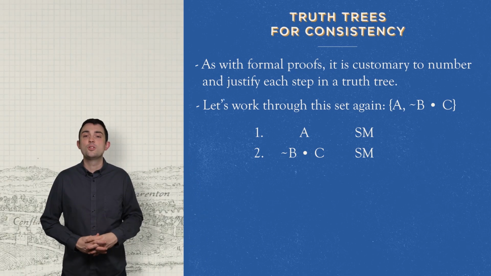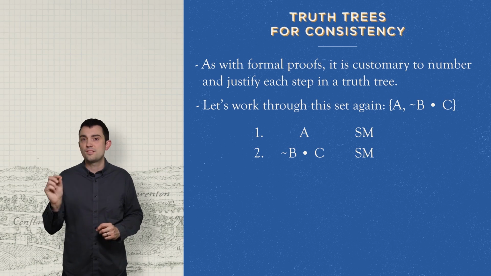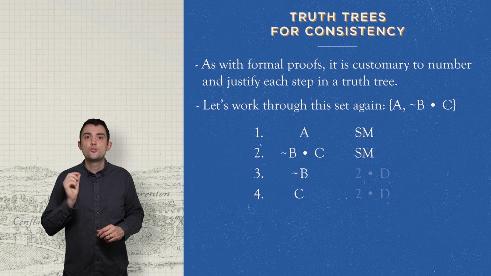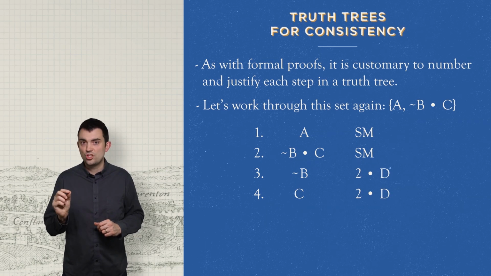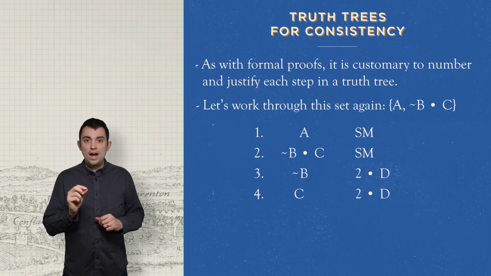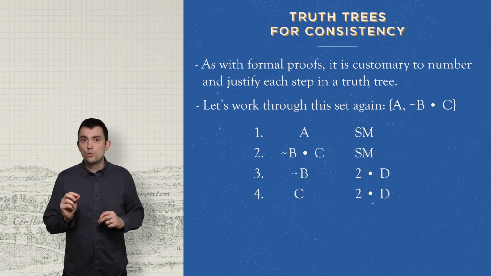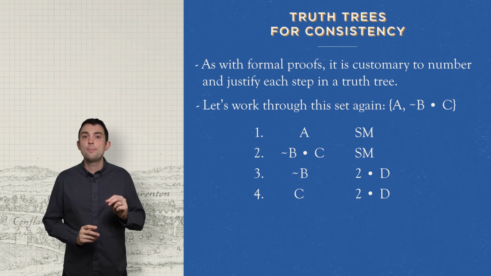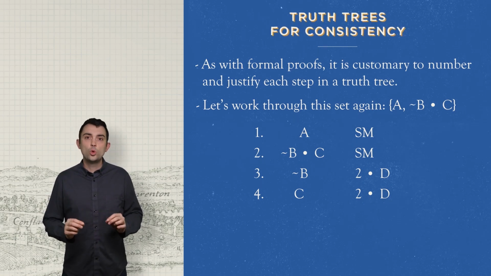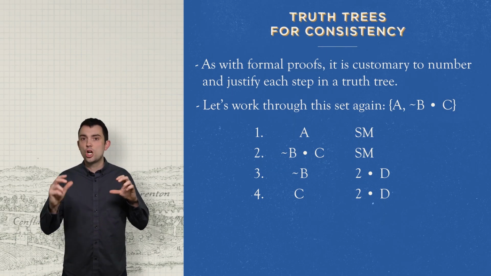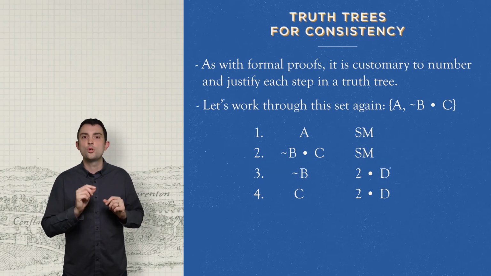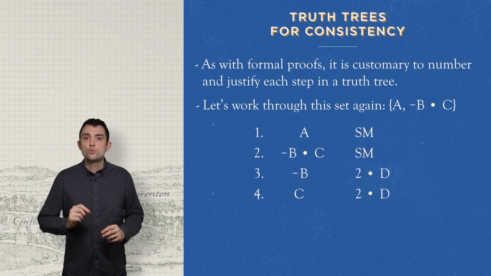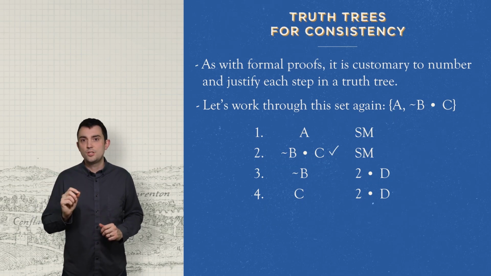So now what we do is we decompose not B and C into not B and then C right below it, and then we justify that with 2 conjunction decomposition. So from step 2, not B and C, we've decomposed that compound proposition into its literals, not B and then C, and the rule we used was step 2, conjunction decomposition, abbreviated 2.D. Once you've decomposed a proposition completely, you check the proposition off in step 2.